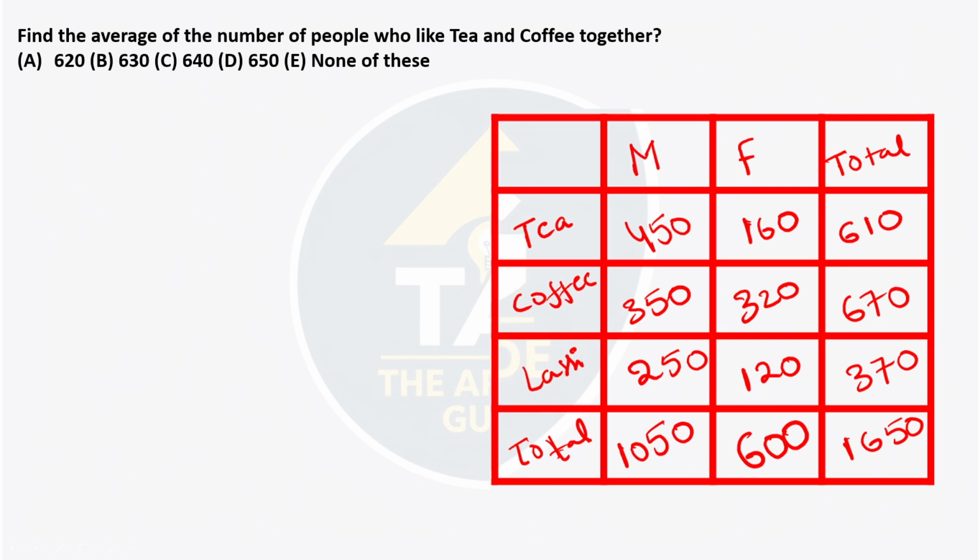Let us look at the third question. Find the average of the number of people who like tea and coffee together. The number of people who like tea, 610. Number of people who like coffee, 670. You are expected to find the average of these two. Average is nothing but the sum of these two values divided by 2. Or to keep it simple, let's try to find the average this way. I know the difference between these two as 60. Let us divide it by 2. Half of the difference between these two, 30. So the average will be either 610 plus 30 or 670 minus 30. So it's 640.